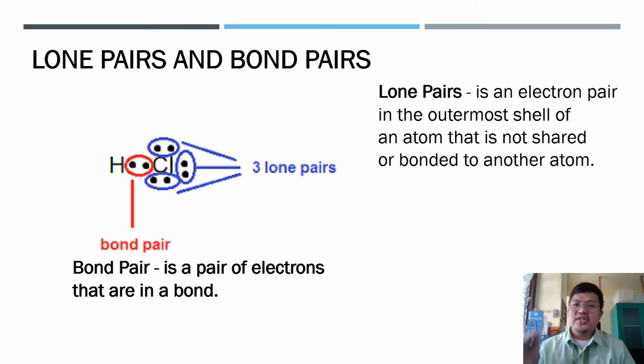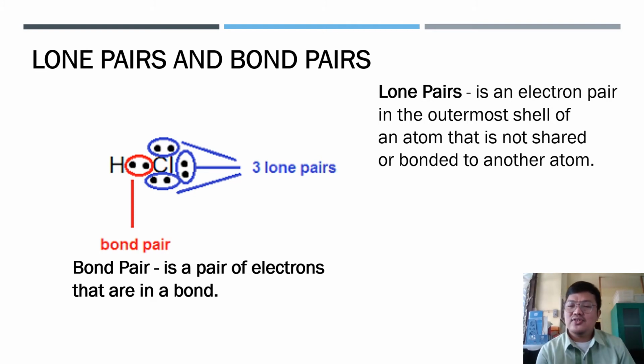Now, in order for us to understand the difference between lone pairs and bond pairs, we have here on the screen the difference between the two. As you can see here on the screen, we have hydrogen and chlorine. Now, when hydrogen and chlorine bond, hydrogen only has one valence electron based on its electronic configuration.